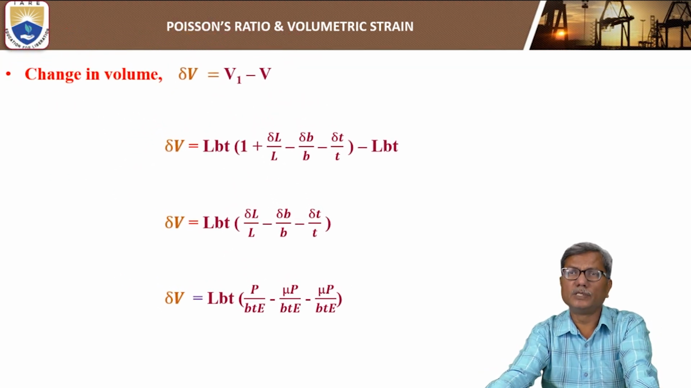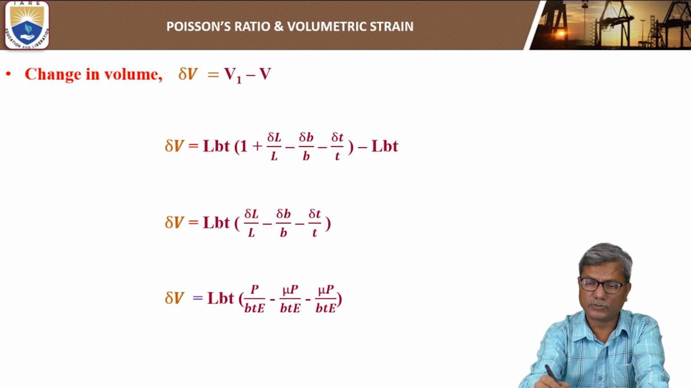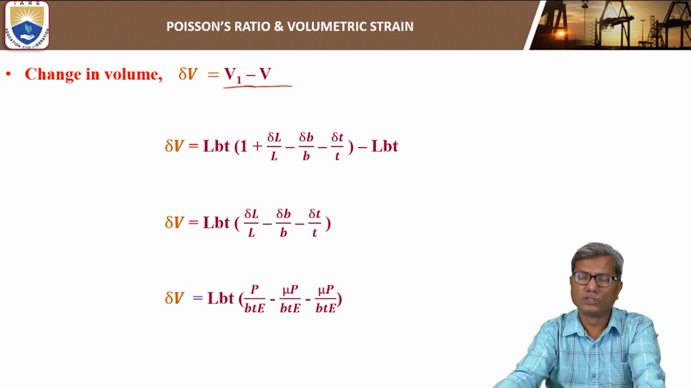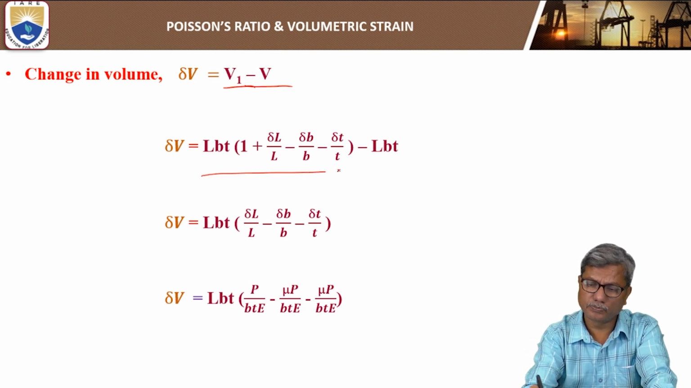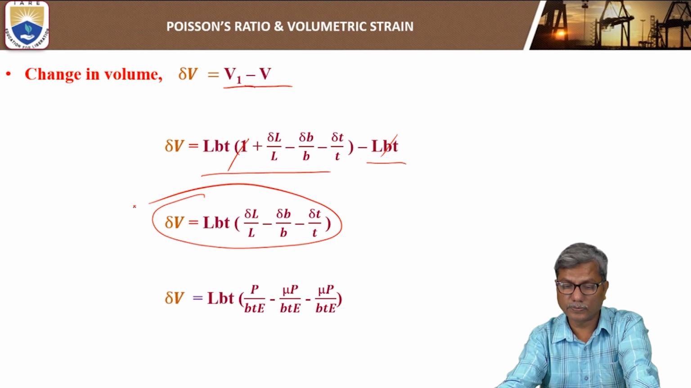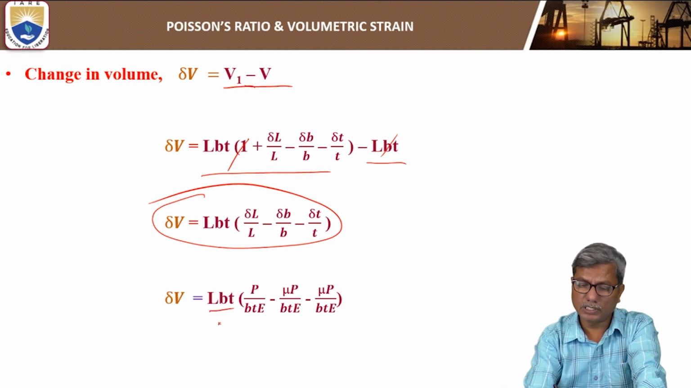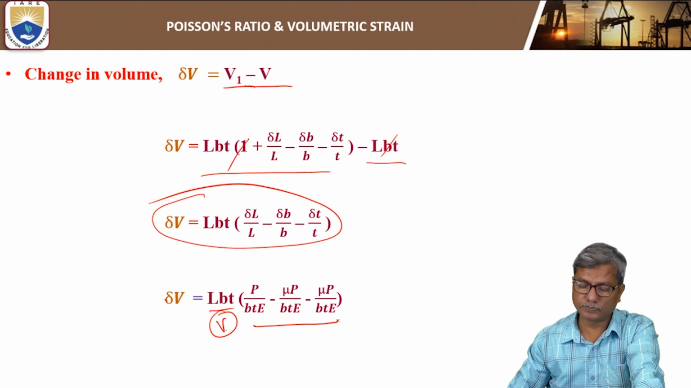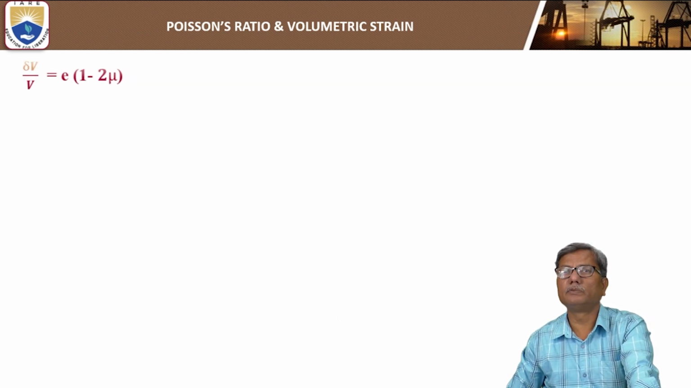The change in volume is now V1 minus V, the final volume minus the initial volume. Which comes out to be LBT into this minus LBT. So LBT into 1 and LBT get cancelled. The remaining term is the change in volume. And here LBT is nothing but the initial volume. So delta V by V is equal to this. The volumetric strain.